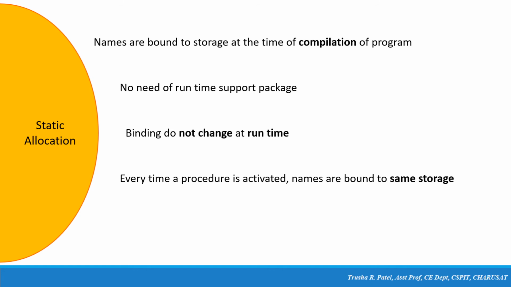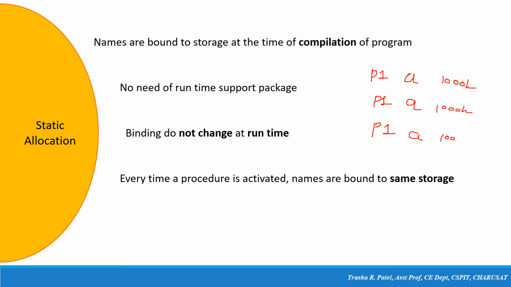That means if I have some procedure P1 and I am calling this procedure P1 for 3 times, and inside that procedure I have some variable A, then for all 3 calls it is assigned to the same memory, let's say 1000H.